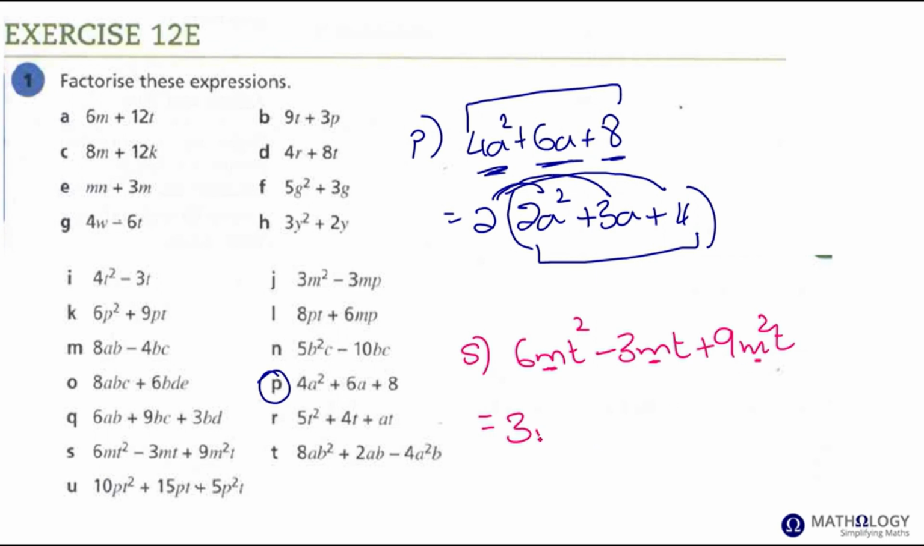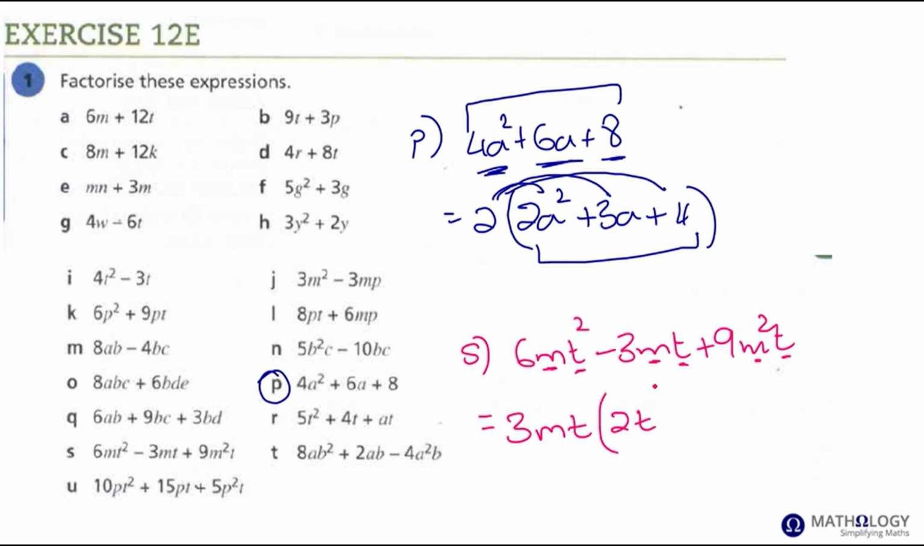And then the t's, we've got 2 t's in the first term, 1 t in the second term, and 1 t in the third term. So the most we can take out is a t from each term. Open up our brackets. 6 divided by 3 is 2. We've taken the m out, so that's no longer there. So m divided by m is 1. And t squared divided by t is t.